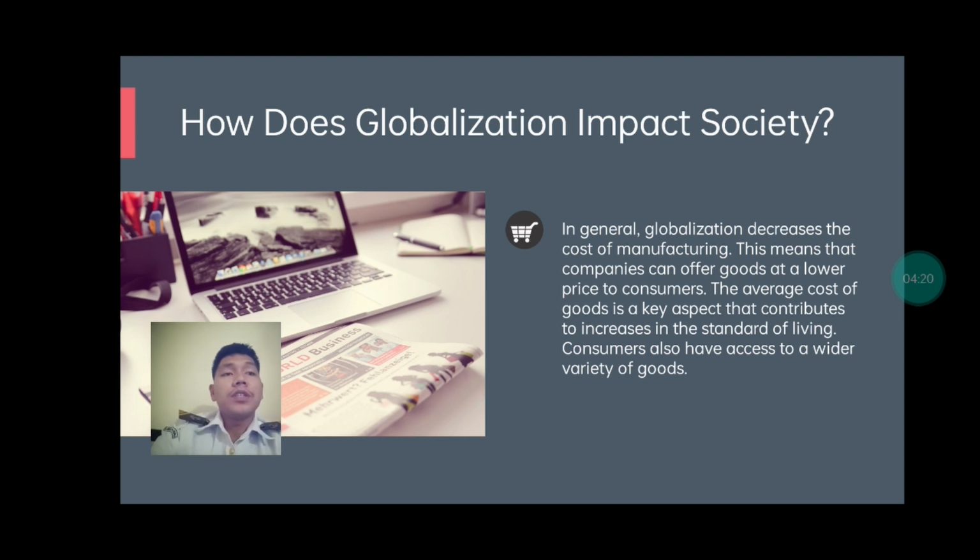How does globalization impact society? In general, globalization decreases the cost of manufacturing. This means that companies can offer goods at a lower price to consumers. The average cost of goods is a key aspect that contributes to increases in the standard of living. Consumers also have access to a wider variety of goods.